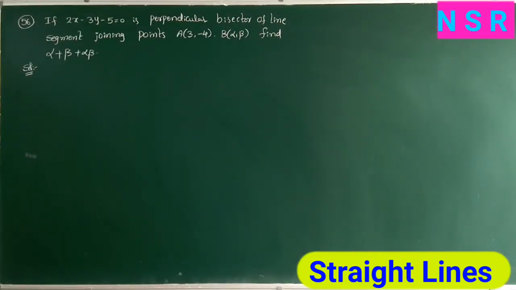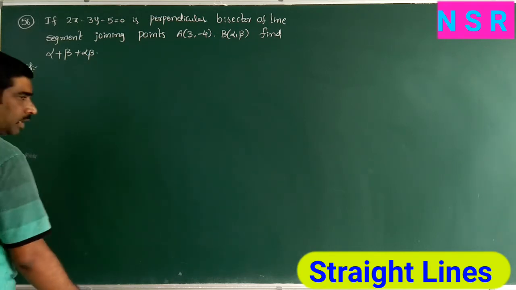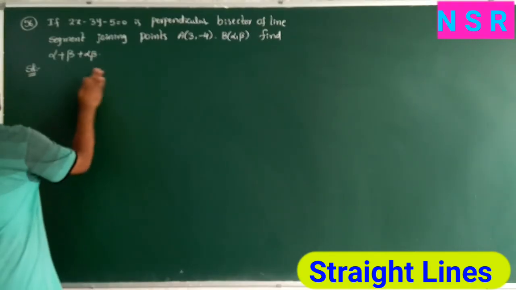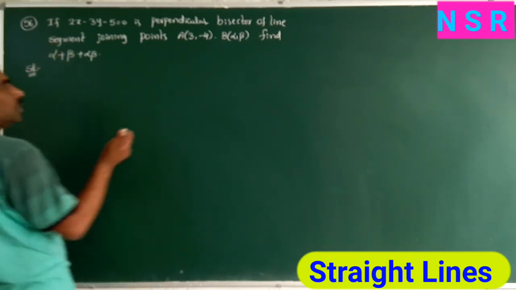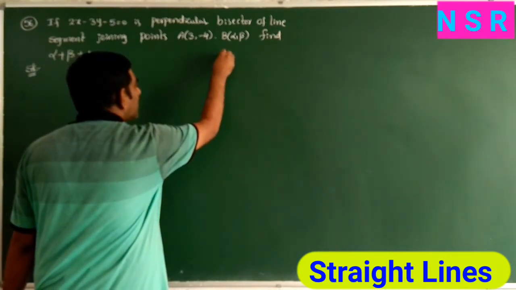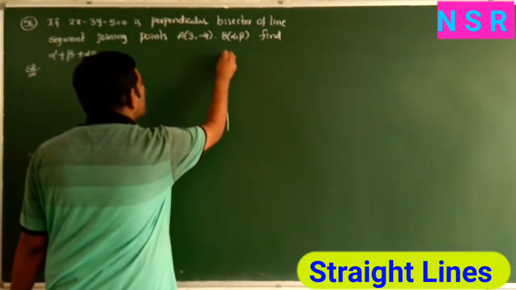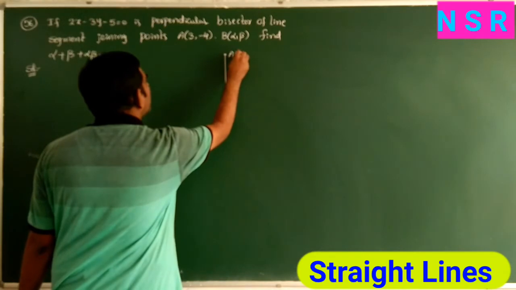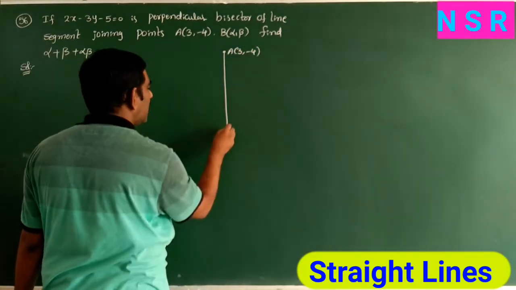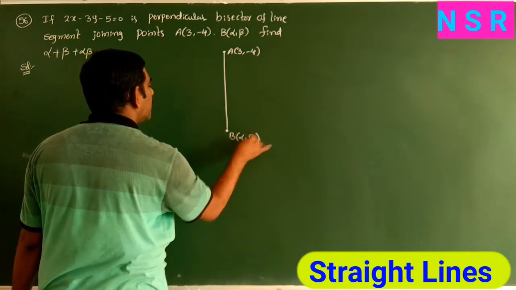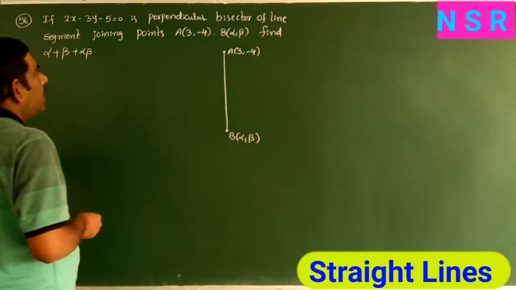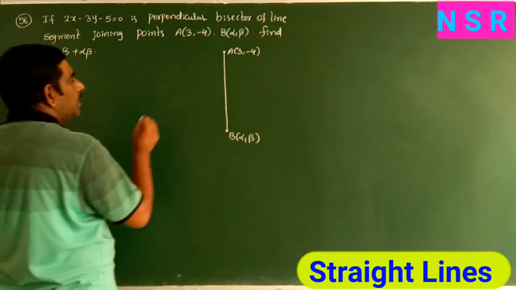So next, question number 56. In the 55th question also we are using the image formula. So here one line is given, and it is the perpendicular bisector of the line segment joining two points. Line segment means it has two endpoints. One end is 3 comma minus 4 and another end is B, alpha comma beta. So this line is the perpendicular bisector.